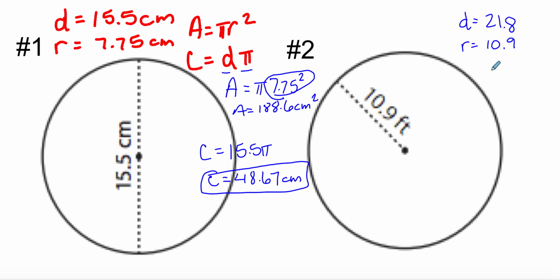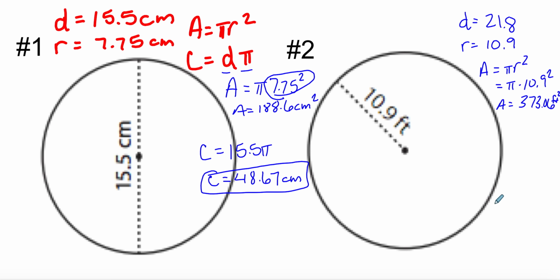I can then come back and use my different formulas. I know that area equals pi r squared, which is the same thing as pi times 10.9 squared. In my calculator, I'm going to calculate this first, do the exponents, and multiply it by pi. And I would find out that my area is 373.06 feet squared.